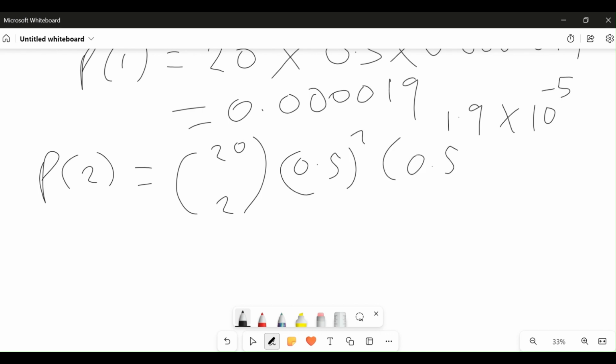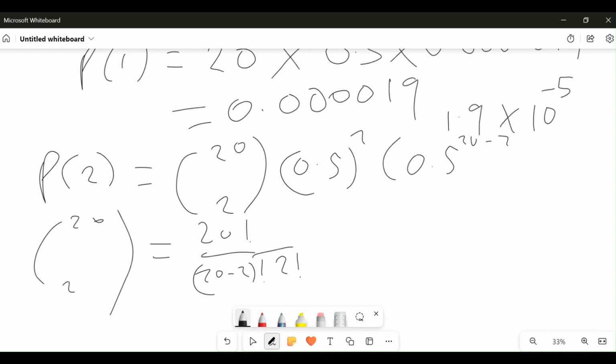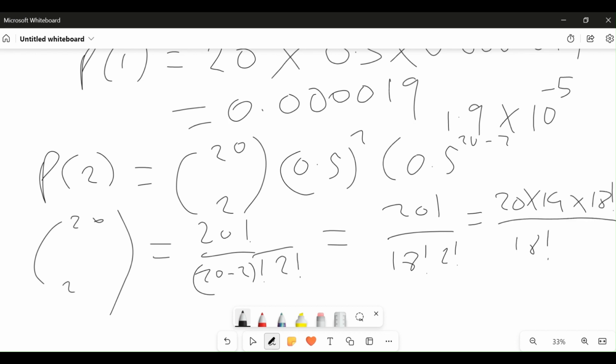0.5 probability of failure raised to power 20 minus 2. So 20 combination 2 will give us 20 factorial all over 20 minus 2 factorial times 2 factorial. That will be 20 factorial all over 18 factorial 2 factorial. So we have 20 times 19 times 18 factorial all over 18 factorial, 2 factorial is simply 2. 18 factorial cancels 18 factorial.